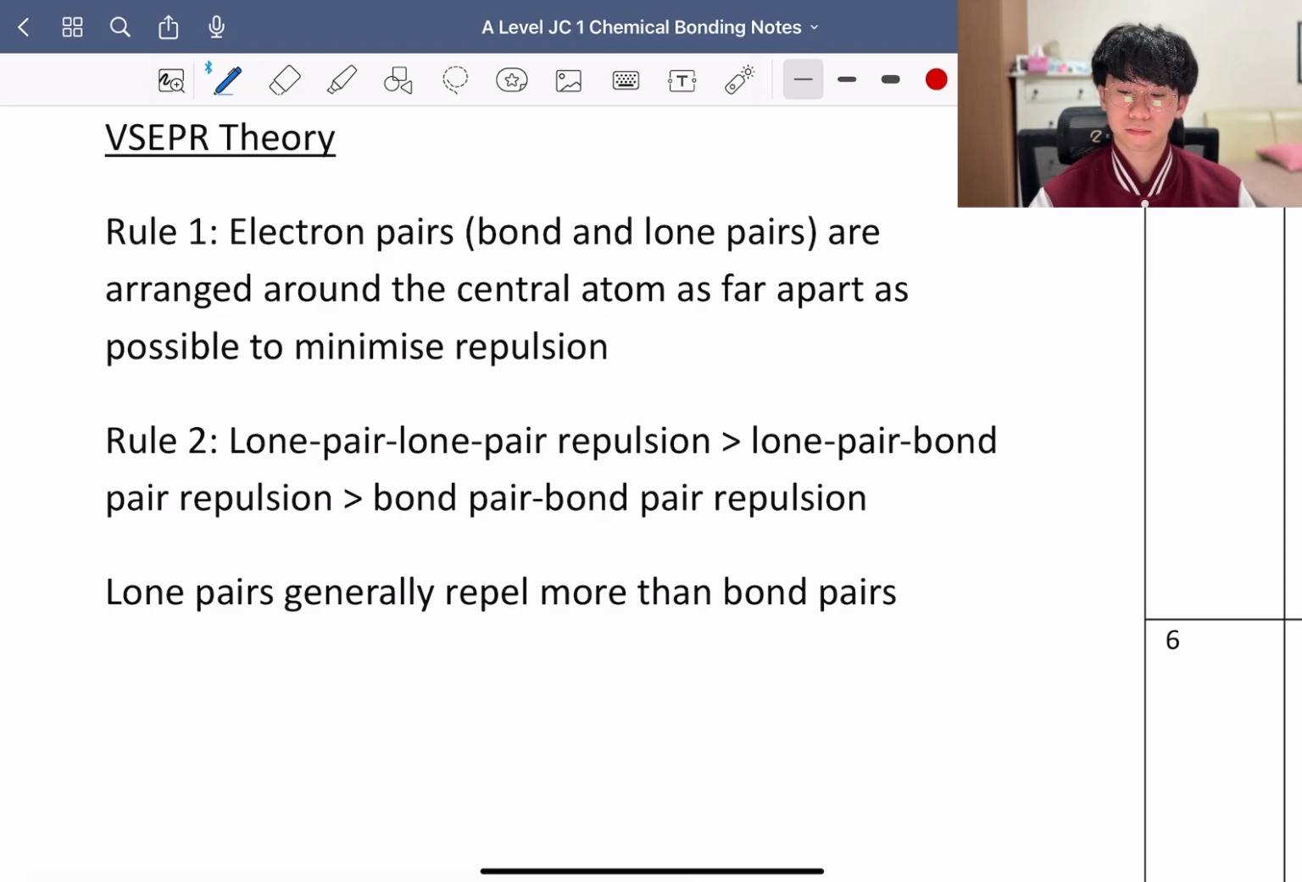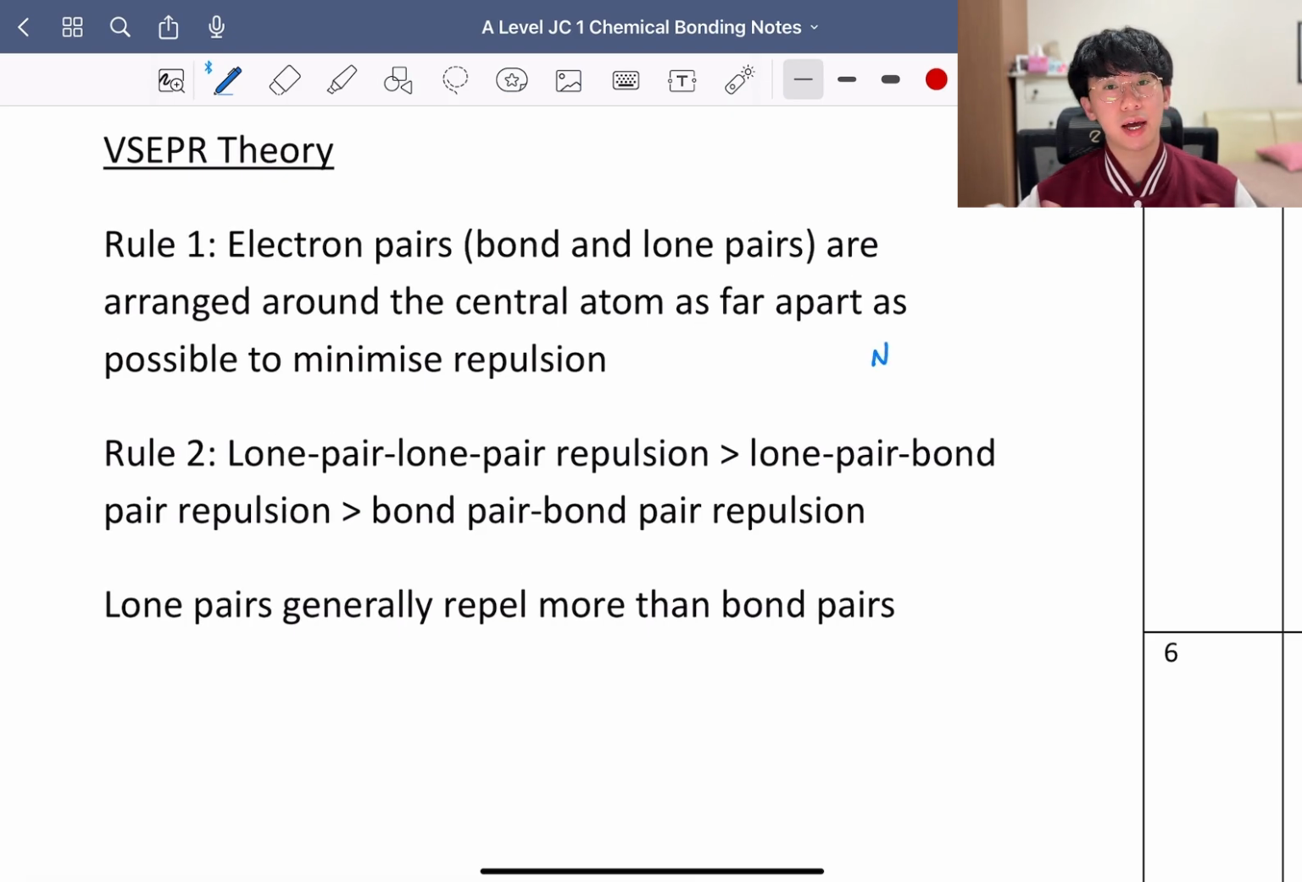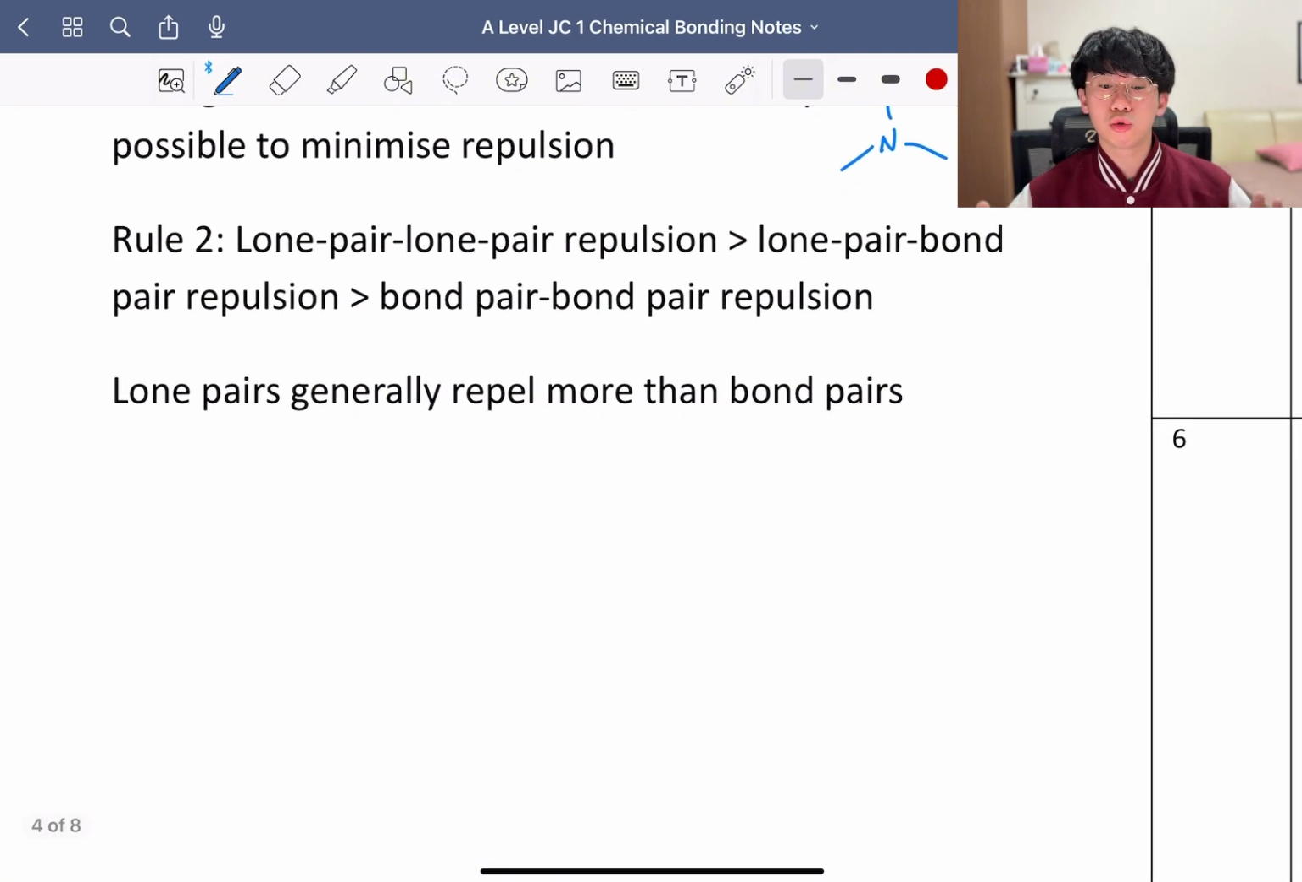So if I have an atom, I want to arrange the electron pairs like this and not like this. This is because electron pairs are all negatively charged and they generally want to repel each other to the maximum and stay as far away from each other as possible so that they are more stable. Next up, rule number 2 is that the lone pair-lone pair repulsion is greater than the lone pair-bond pair repulsion, and is greater than the bond pair-bond pair repulsion.